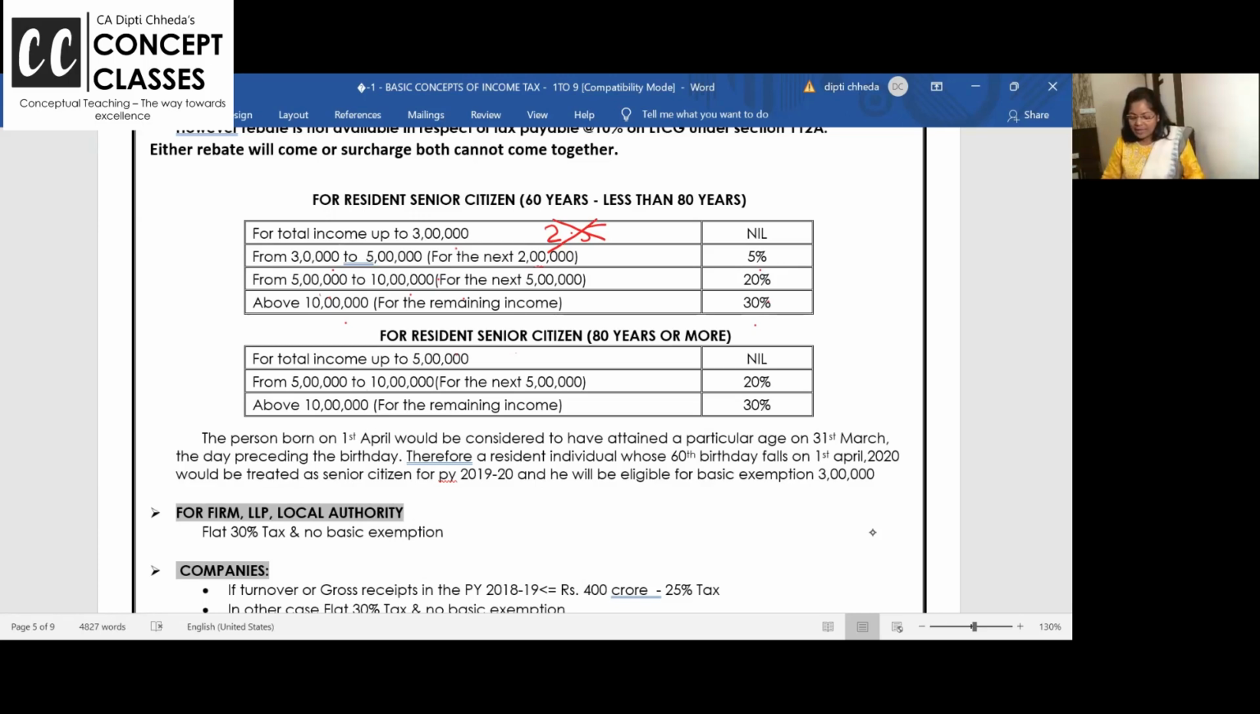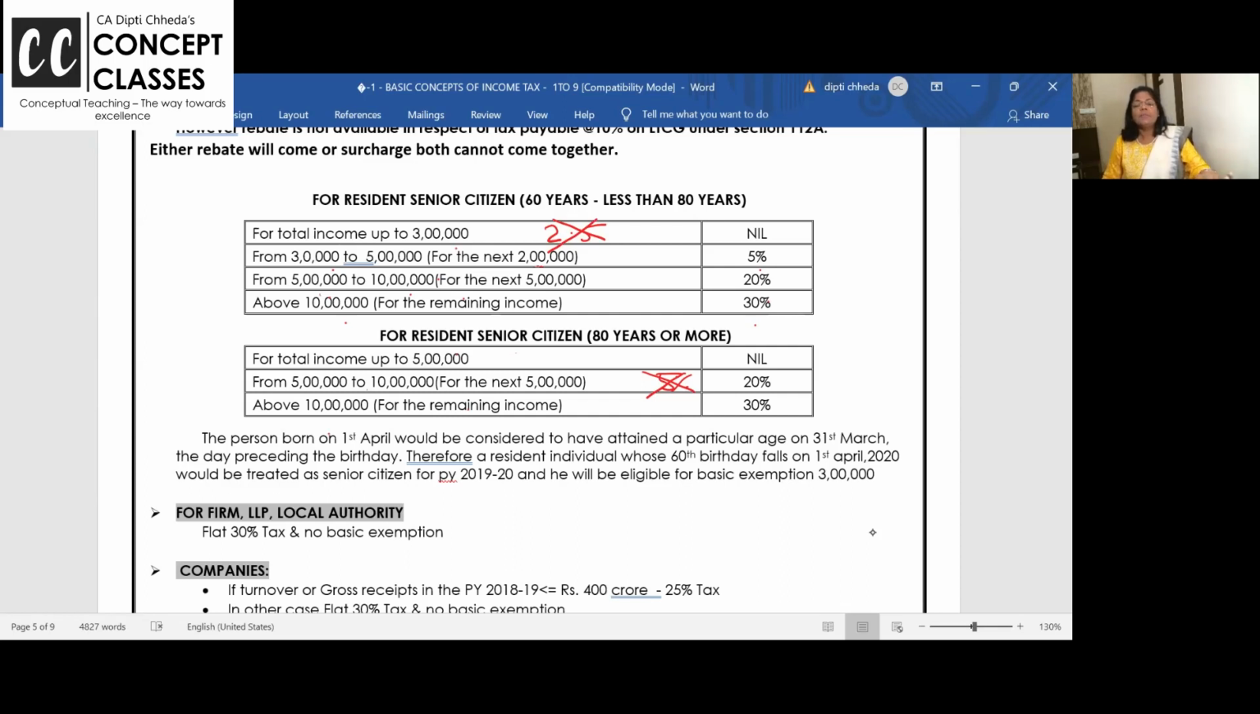5 lakh to 10 lakh directly 20%. Ma'am, then there should be 5% here, no? No. Up to 5 lakh basic exemption for super senior citizen. 5 lakh to 10 lakh 20%. 10 lakh above, whatever is the income, 30%.